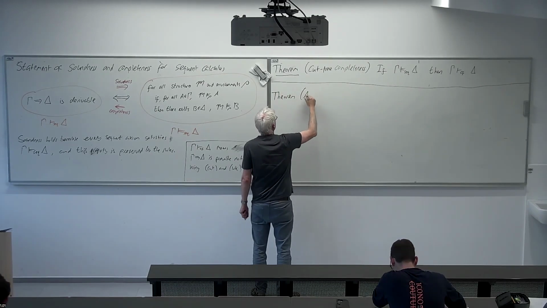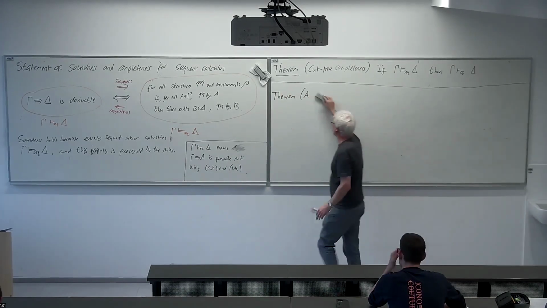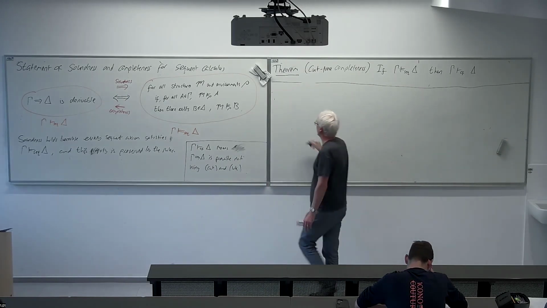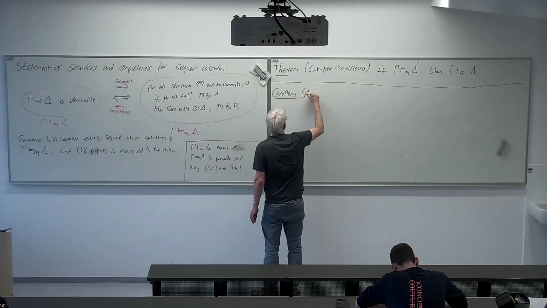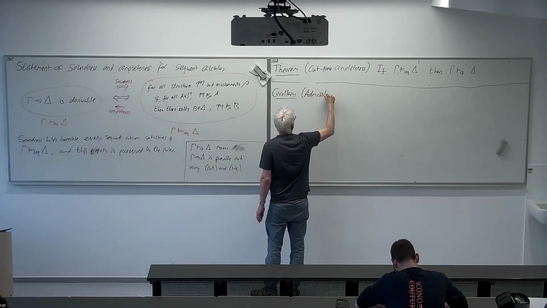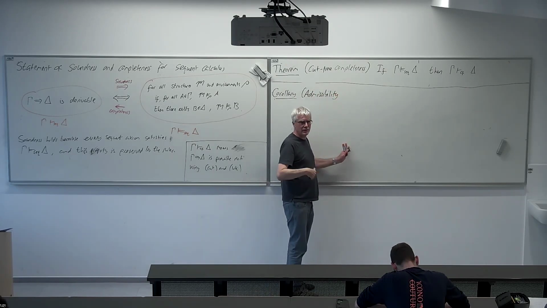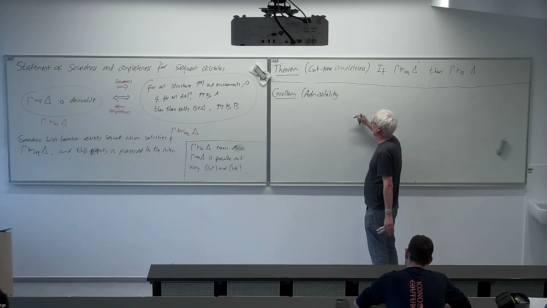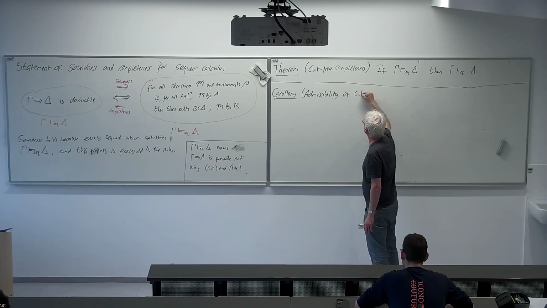And this is a corollary of the theorem, and now I want to prove the corollary. So it's the admissibility of cut. That means if you can prove the premises of the cut, then you can prove the conclusion of the cut without using the cut rule itself. If you can prove the premises without using the cut rule, then you can prove the conclusion without using the cut rule. Admissibility of cut.